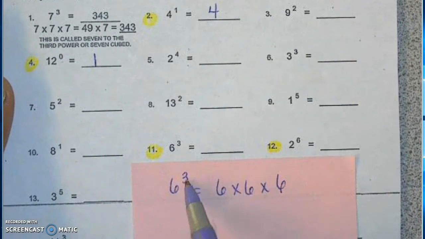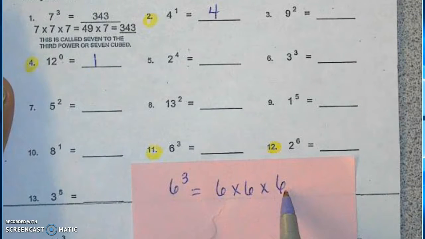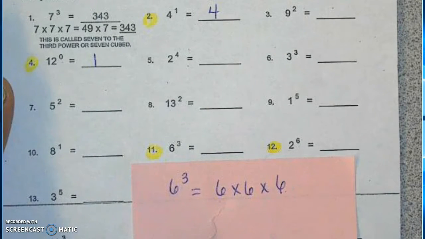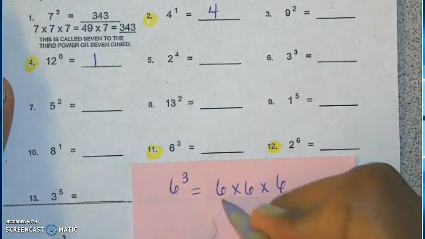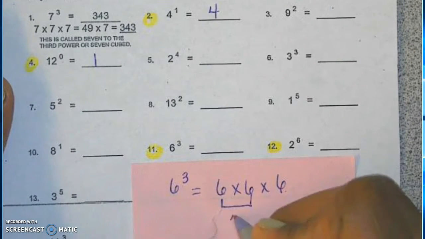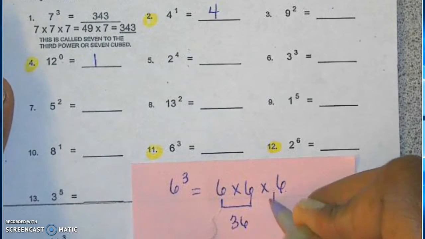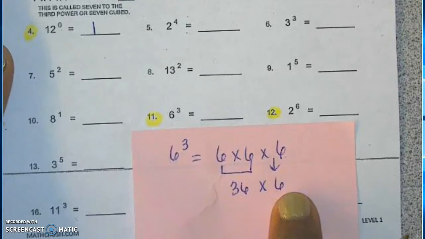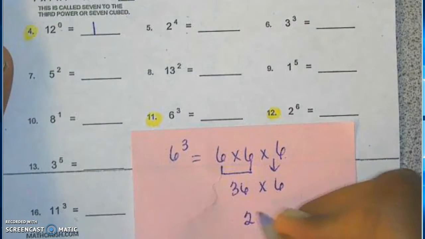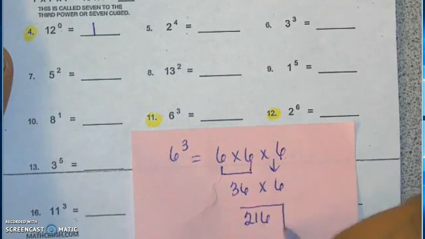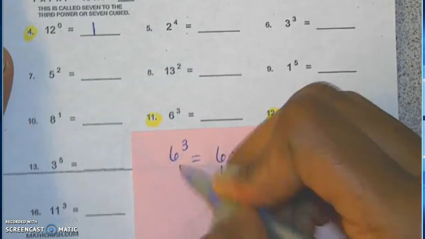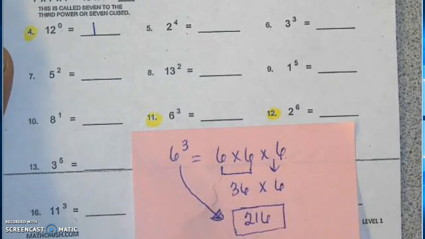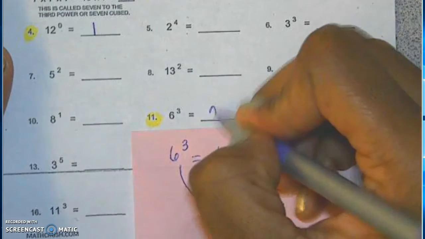I have three 6s. And again, it is not repeated addition. It is repeated multiplication. I know that 6 times 6 is 36. And I'm going to bring down this 6. 36 times 6 will give me 216. 6 to the 3rd power is 216.